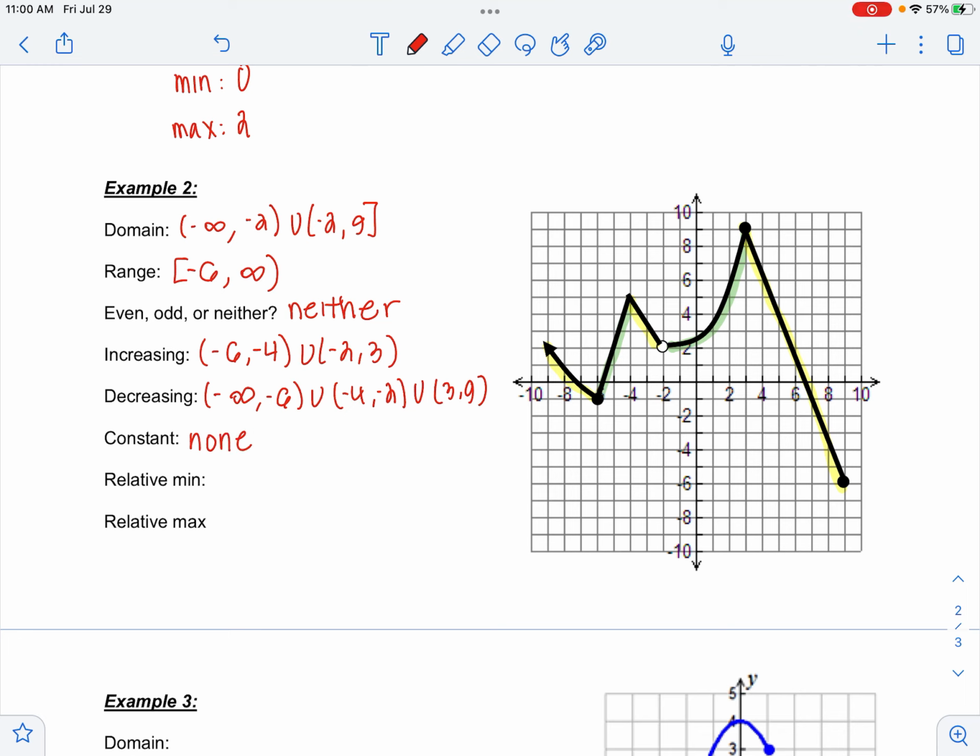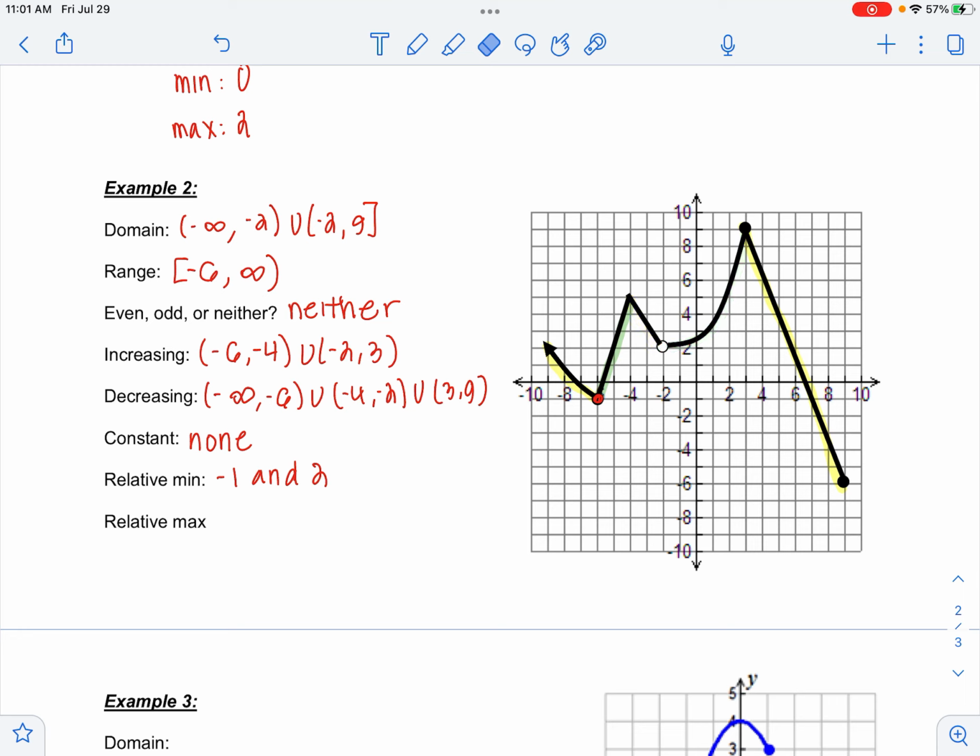Okay, so relative min, I'm looking for it going from decreasing to increasing. So that's anywhere it's going from yellow to green, which is right here. Yellow to green, right here. Okay, and nowhere else. Okay, so I have 2 relative minima, the y value at which it's going from decreasing to increasing. So that is -1 and 2. And we have to talk about that 2 part. So let's talk about the 2 that I just wrote down, okay?